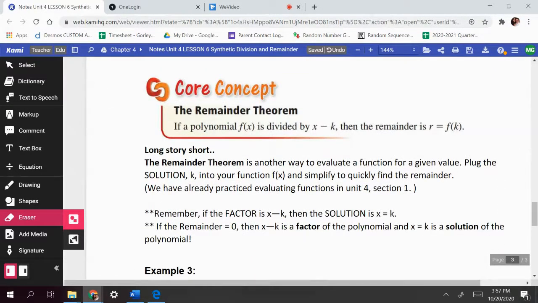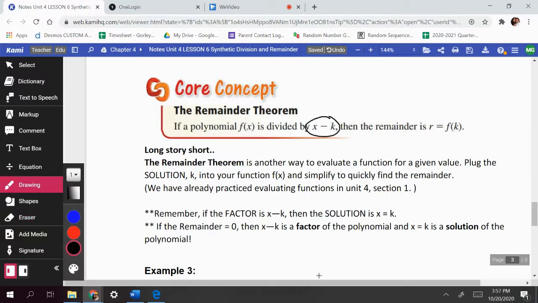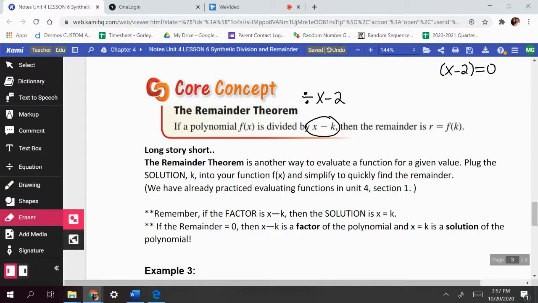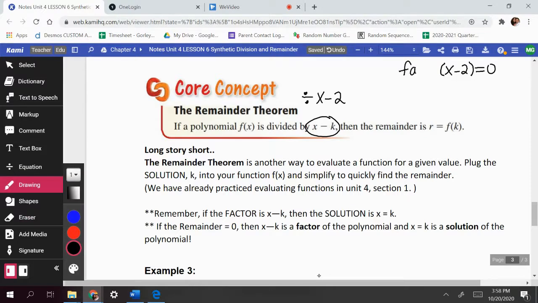So now we get to the remainder theorem. For the remainder theorem, it says if a polynomial f of x is divided by x minus k, then the remainder is equal to f of k. Well, what the heck does that mean? Like if my function is being divided by x minus 2, what is the solution that corresponds with x minus 2? Like if x minus 2 is the factor, then what's the solution? The solution would be x equals 2.